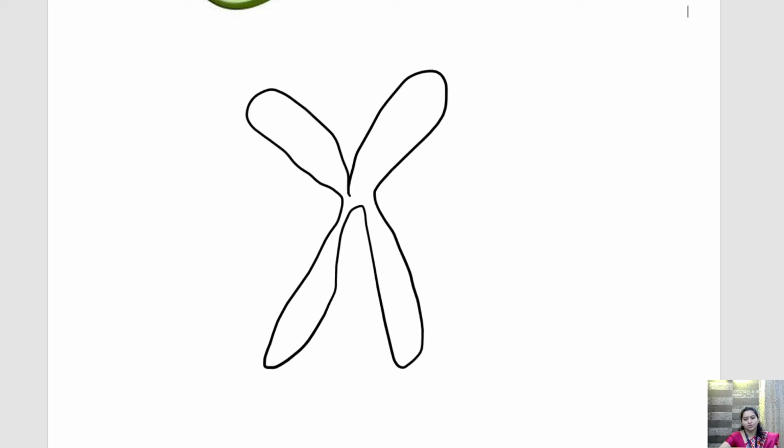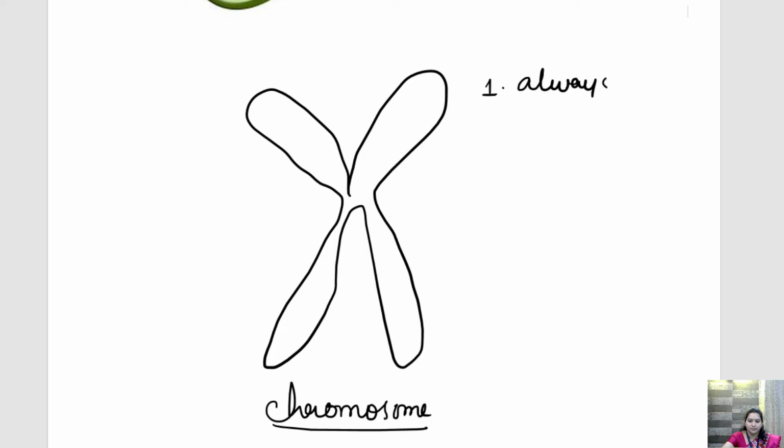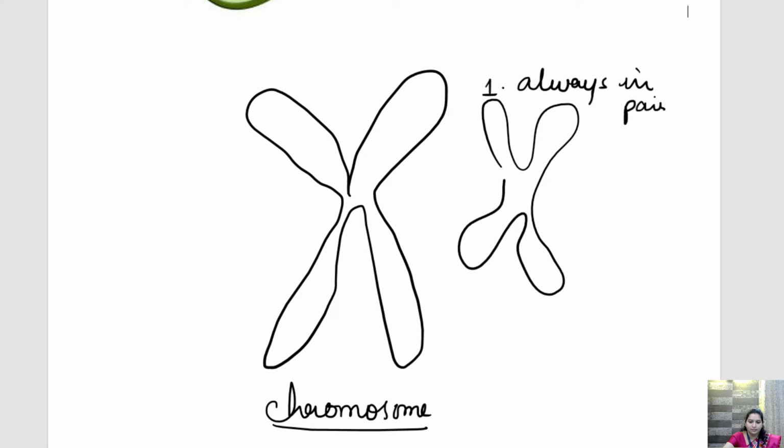So this is a chromosome. All right, this is a chromosome. Chromosome, first very important point, always occurs in pair. Always in pair. मतलब ये एक क्रोमोसोम है और एक क्रोमोसोम ये है. ठीक है, हमेशा ये पेयर्ड फॉर्म में होता है.